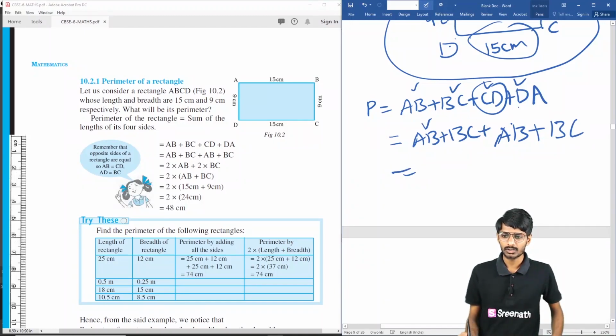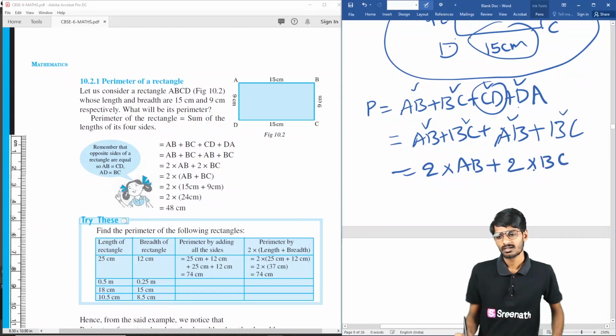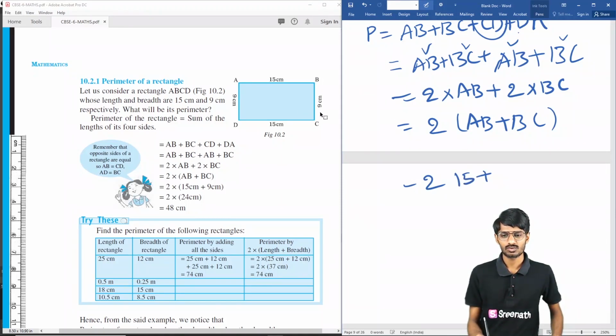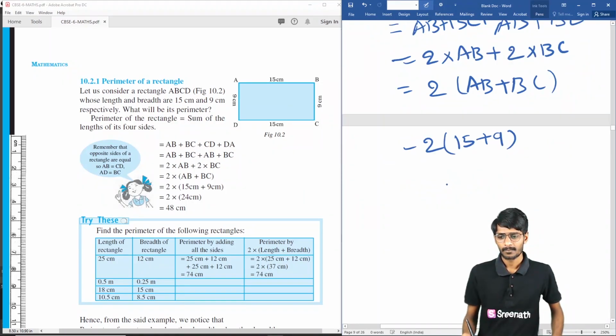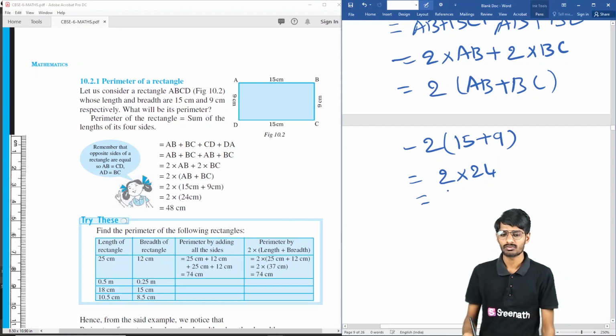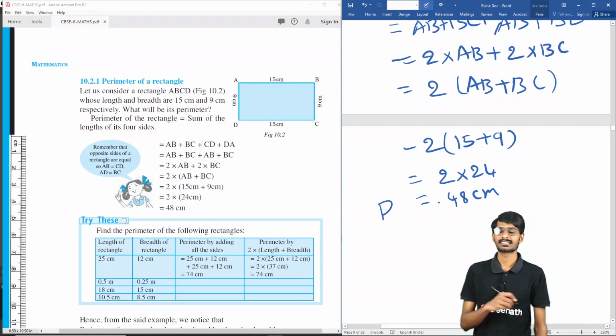So here we are getting two ABs, that's 2 into AB, and two BCs, that's 2 into BC. If I take 2 as common, it is 2 into AB plus BC. Okay, students. So it is how much? 2 into, what is AB? From A to B it is 15 centimeters, and from B to C it is 9 centimeters. So 2 into 15 plus 9, that is 24. So 2 into 24 is 48 centimeters. So the total perimeter of the rectangle is 48 centimeters, students.